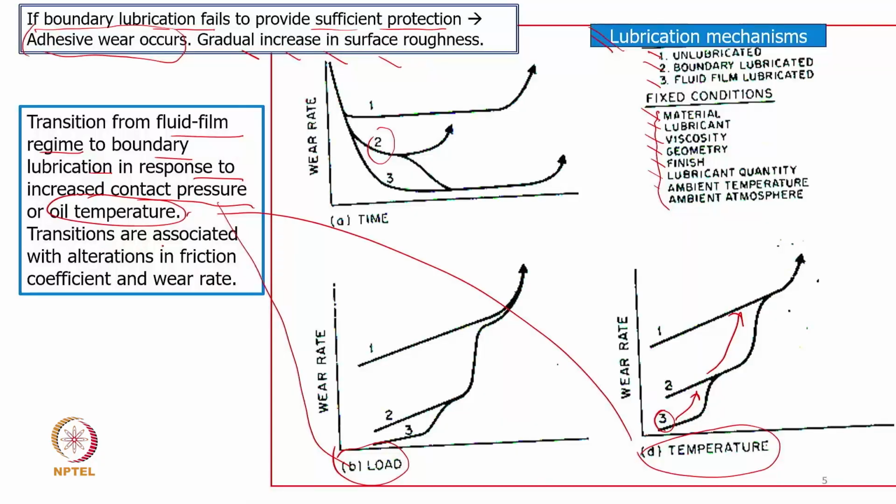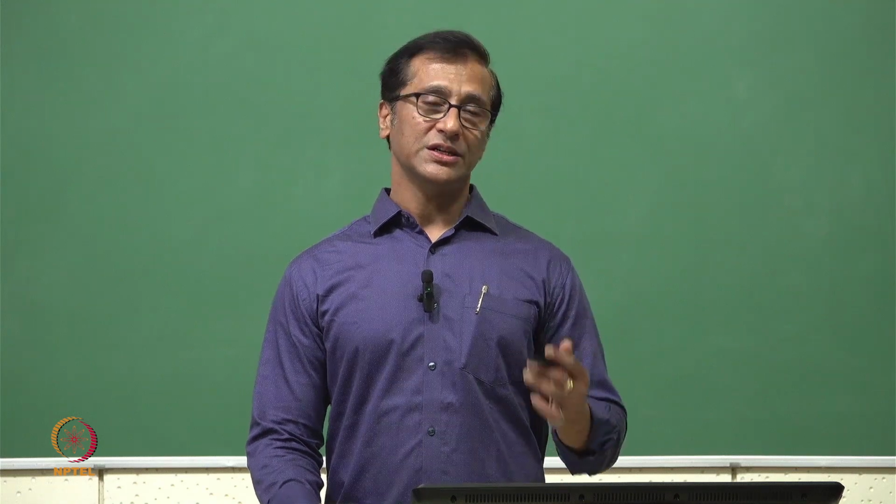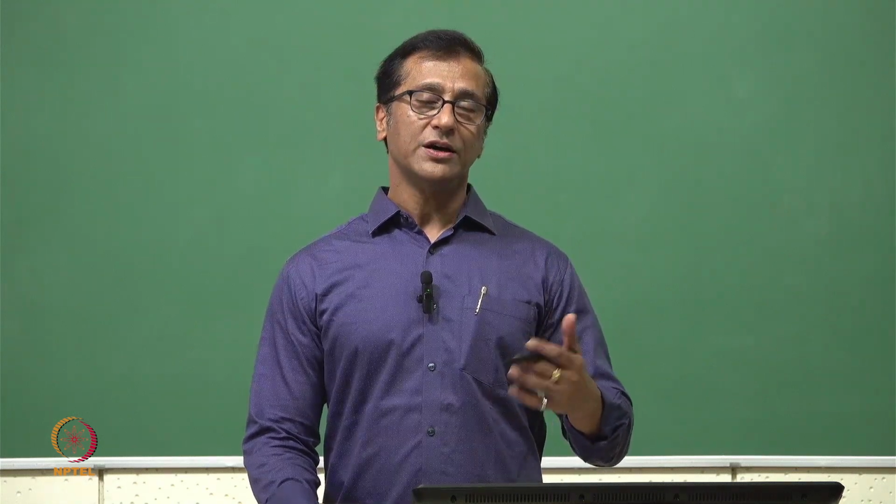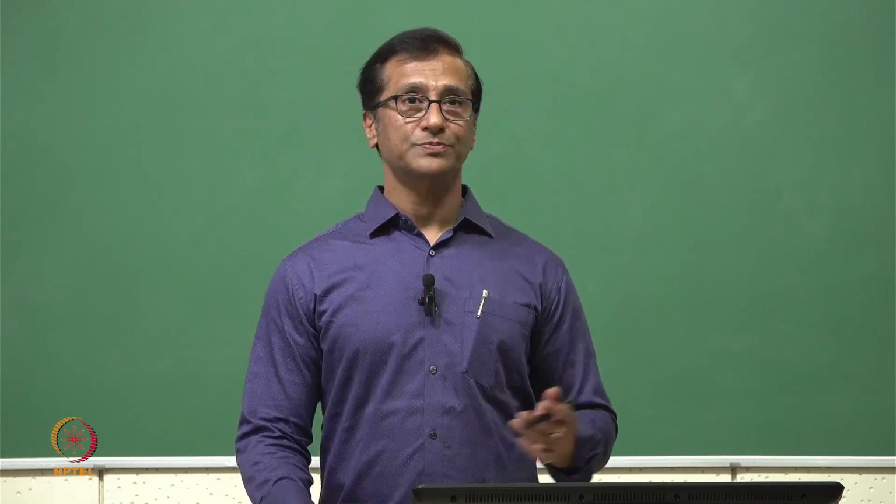And that's why we say that transitions are associated with alteration in friction coefficient and wear rate. Here in this case we have shown the wear rate in all three cases. With time, the full film lubrication will move up. Now this can be 10 years, 15 years, 20 years, whatever we have designed. With the load, it will be much faster. With the temperature, it will be much faster. With time, it is much slower. That means we can control these parameters after understanding the effect of each parameter on the wear rate, friction and overall performance.